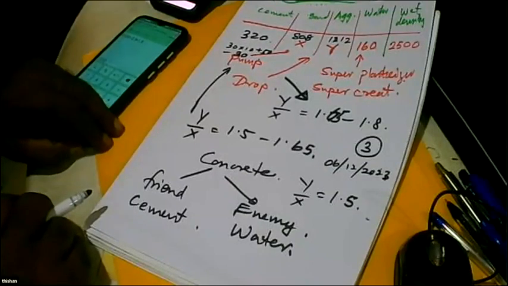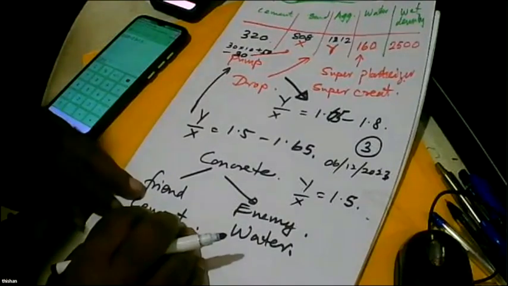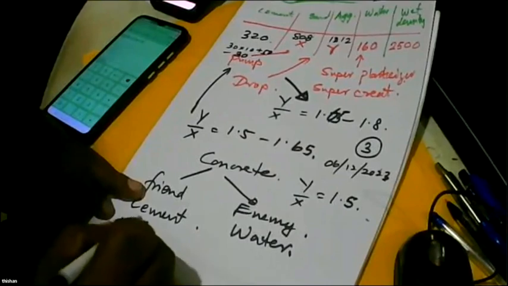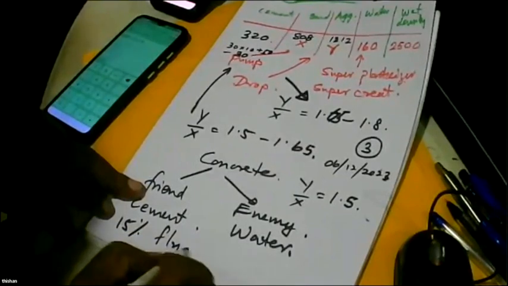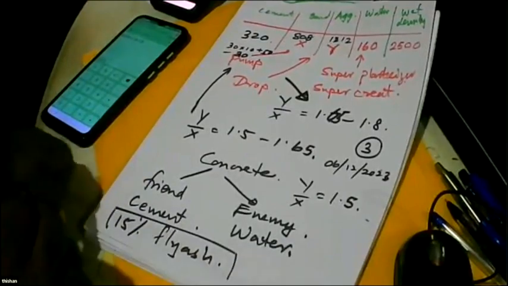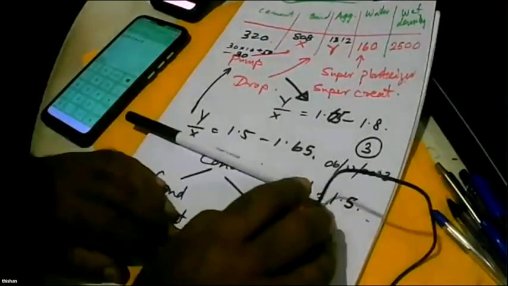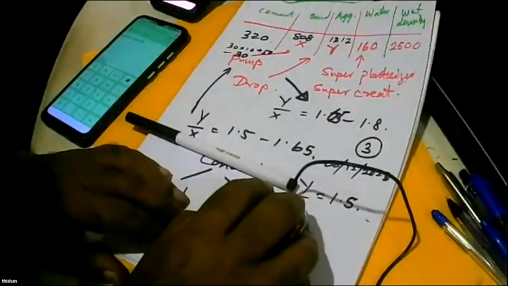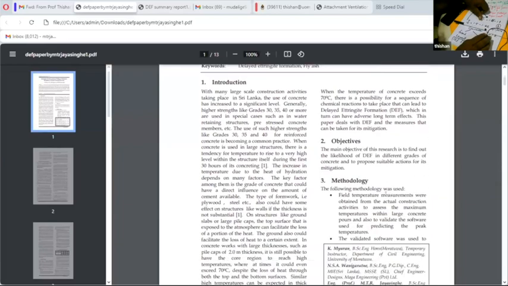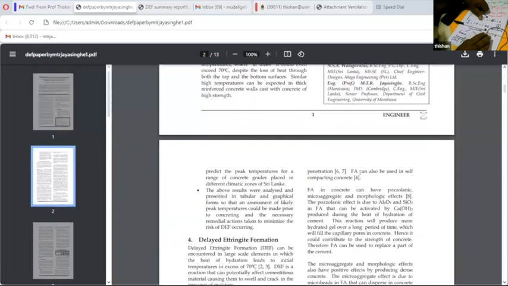Correct. Now you might say, okay, now I'd like some fly ash in it. I'd like 15% fly ash. What is the reason? You are doing a large concrete pour, and you have looked at this paper on DEF. Now you are familiar with this paper.